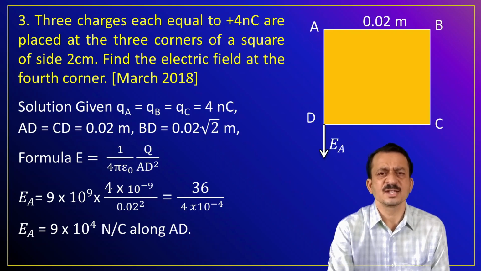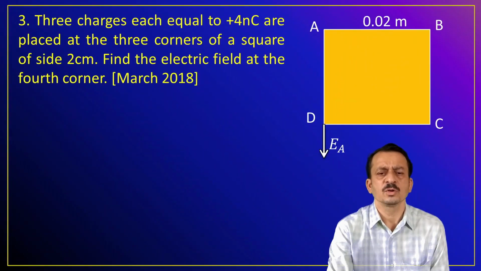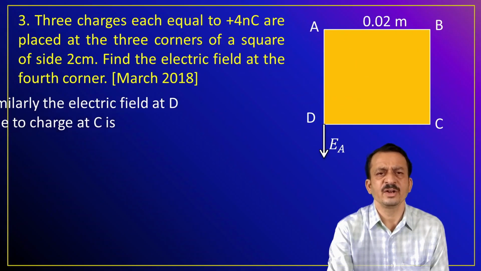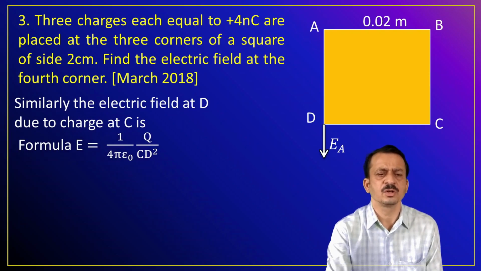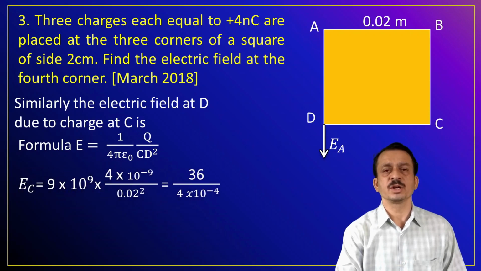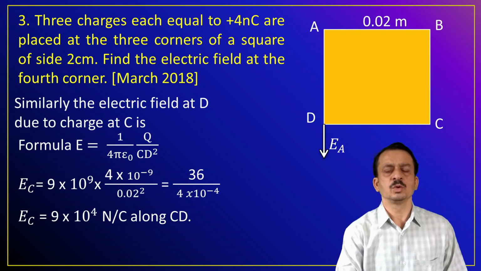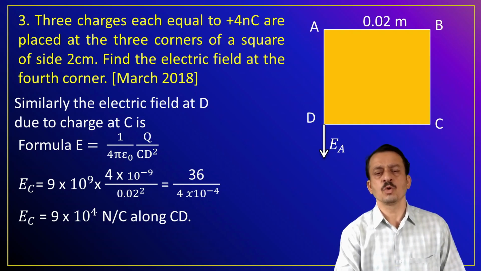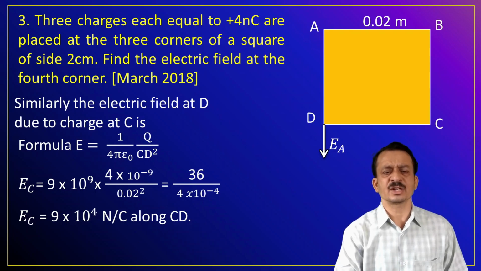Since the charge at C has the same magnitude and the distance CD is also the same, the electric field at D due to the charge at C will be the same. The formula remains the same, and substituting and simplifying, I get EC equal to 9 into 10 to the power of 4 Newton per Coulomb. But the direction is along the CD direction, as shown in that diagram.